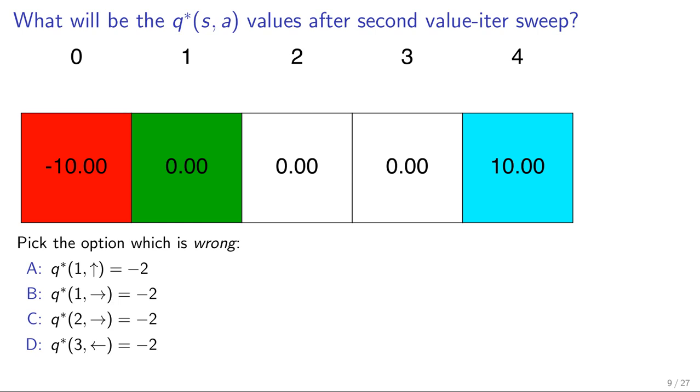Right. So this means that in state 1, which is this one, if I go up, we're talking about the second sweep, so the one that we just did before, right? And so one of the options is wrong. You know, it's basically the same thing.